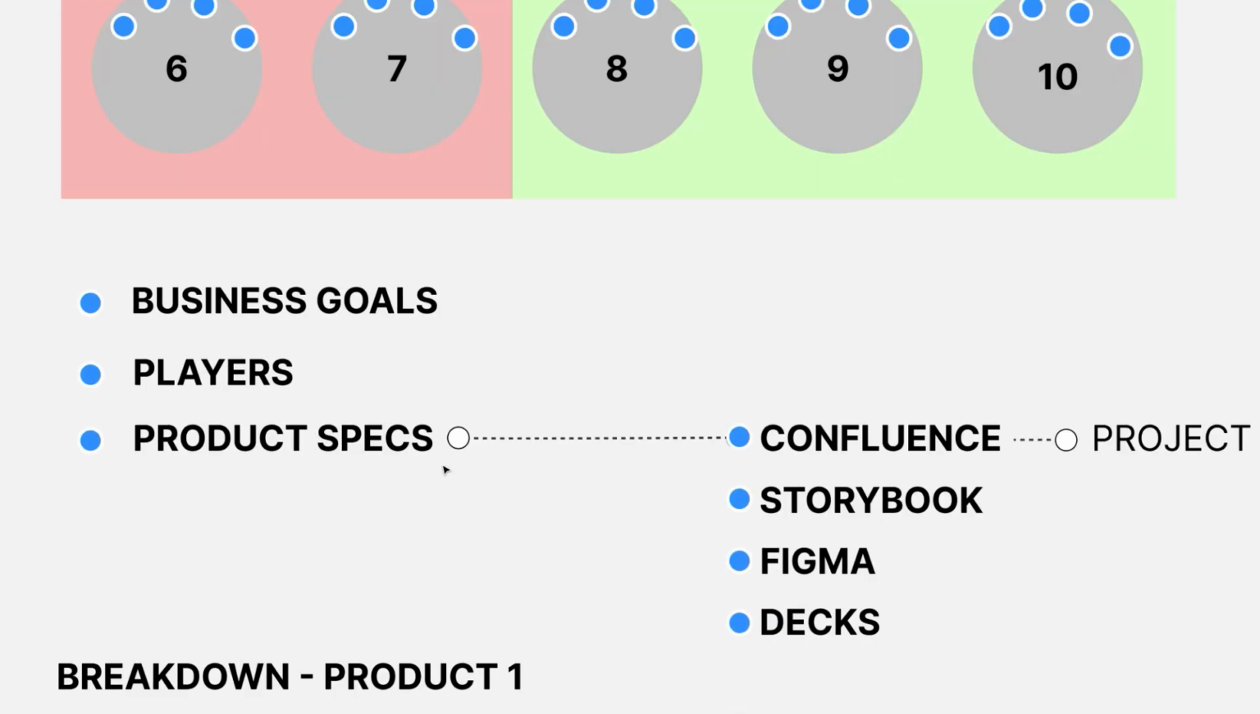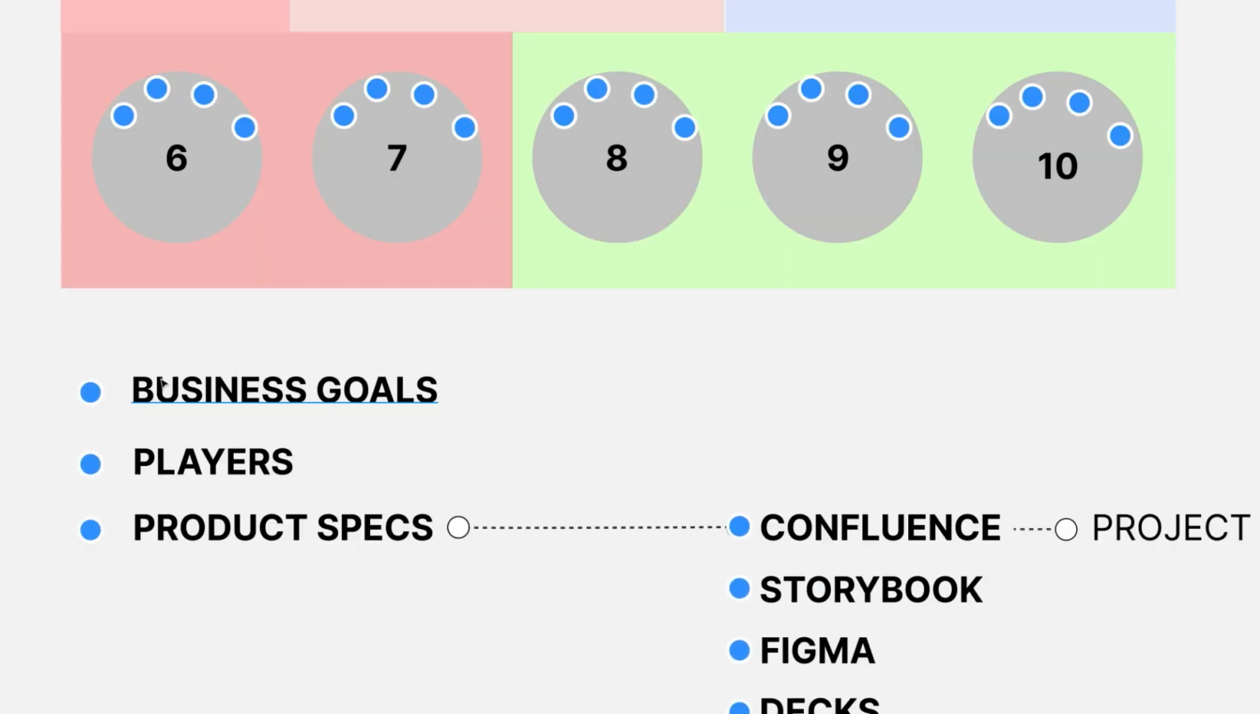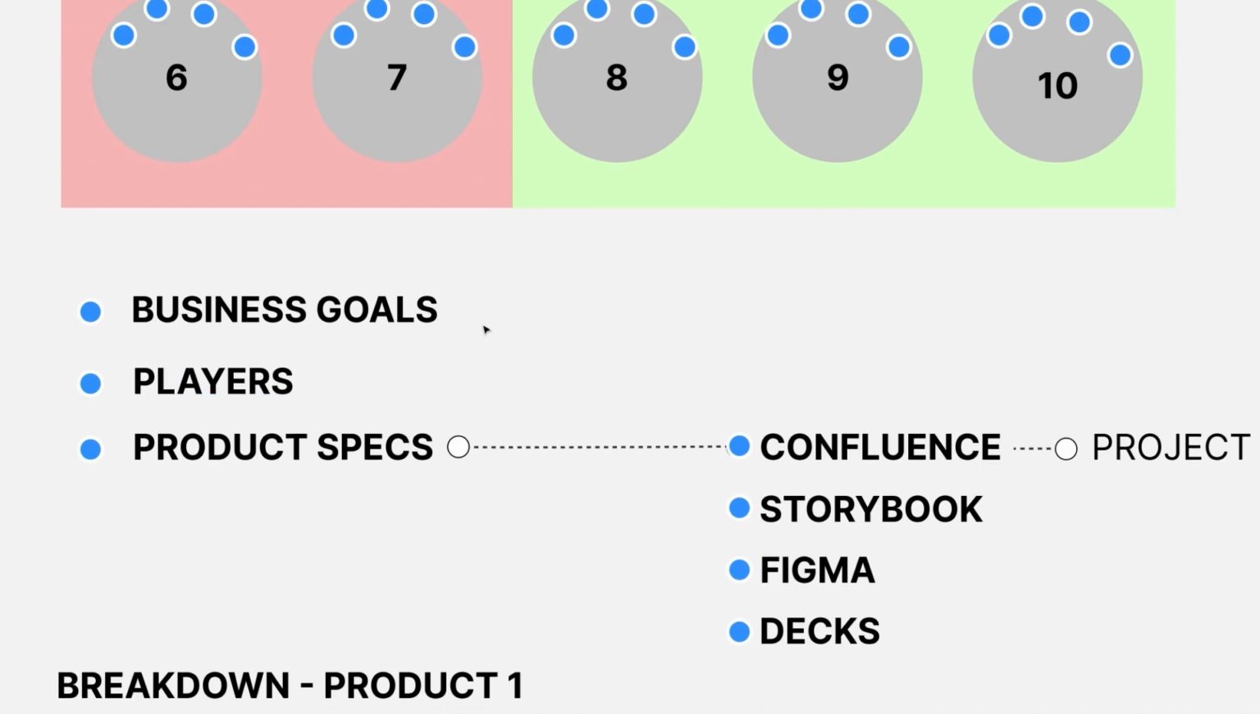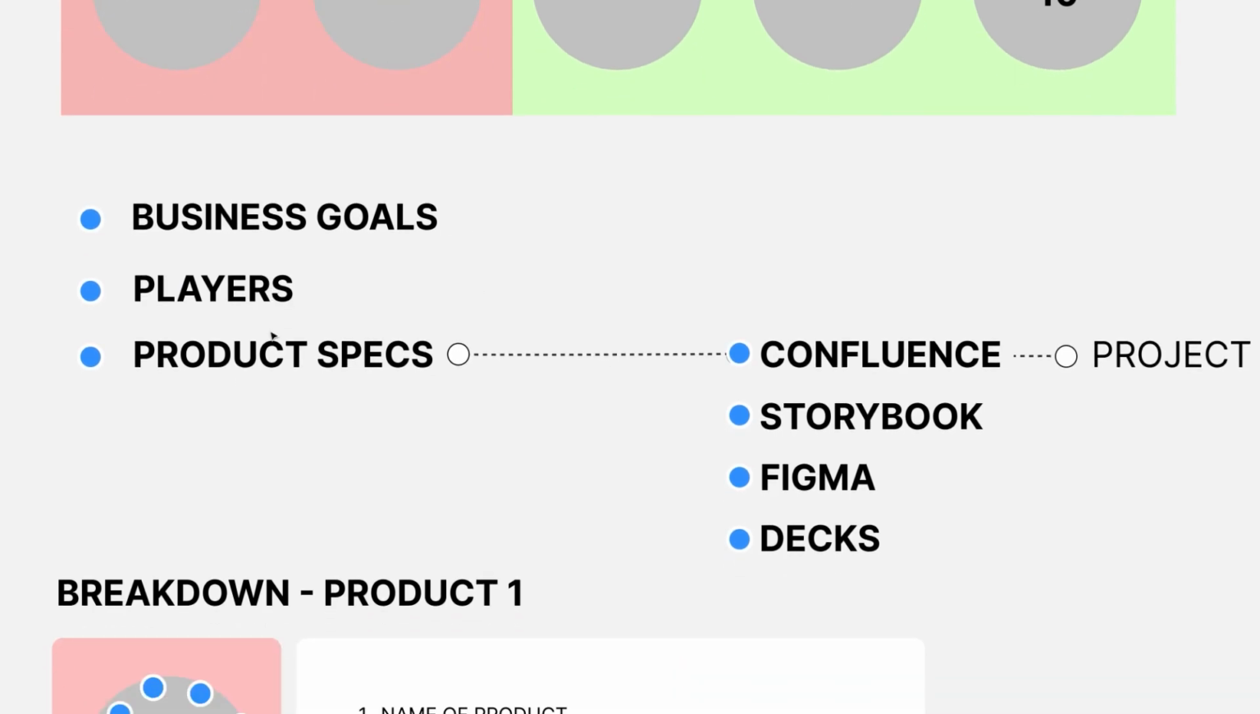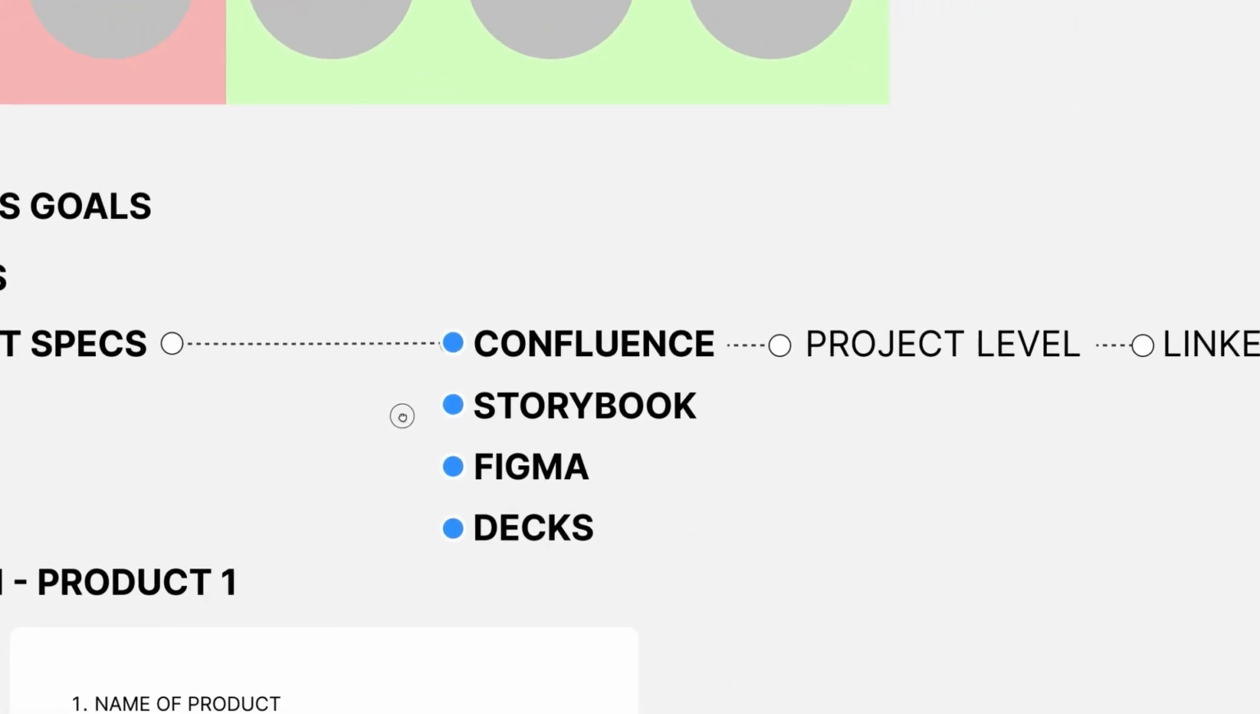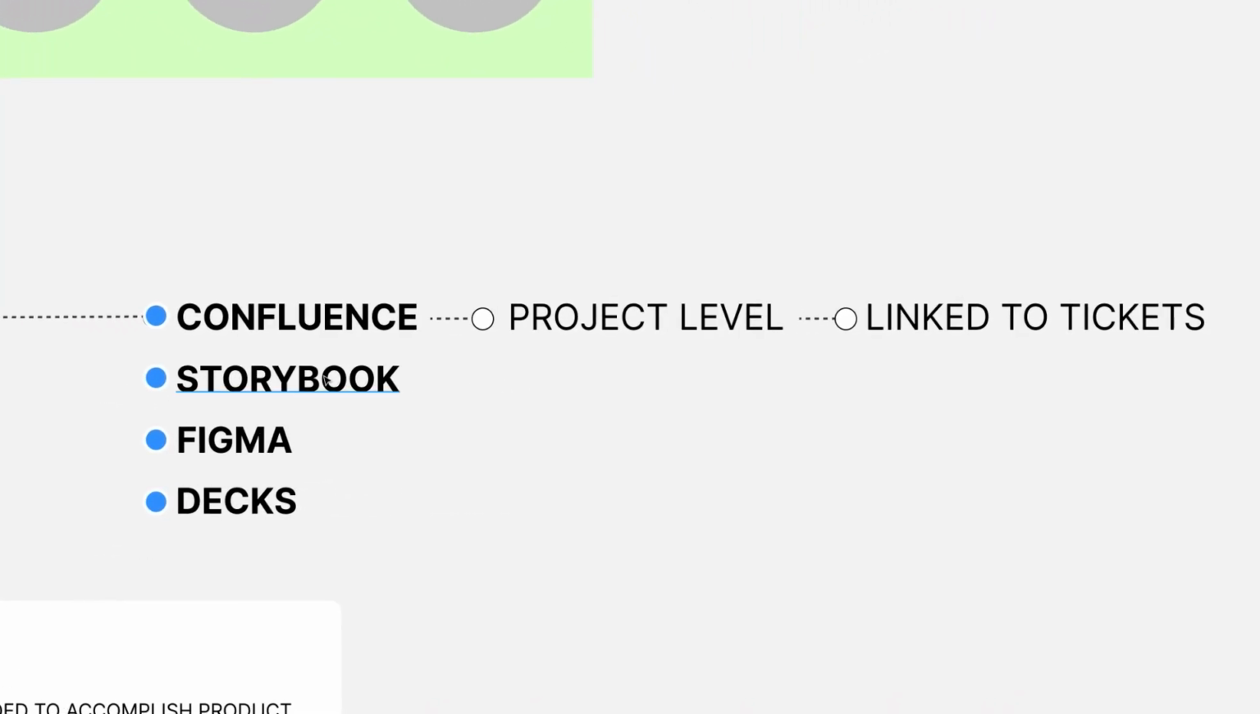Then inside of each of those teams, you have the business goals, you have the players on the team, you have the product specs that actually tell people how it works, what it does, and how it functions. And then you also have what we call Confluence Docs, which are ways for you to transfer information. It doesn't have to be in Jira Confluence, but it can be in Notion, it could be in Figma, it could be pretty much anything you want. So this is a way for you to share knowledge with the team.